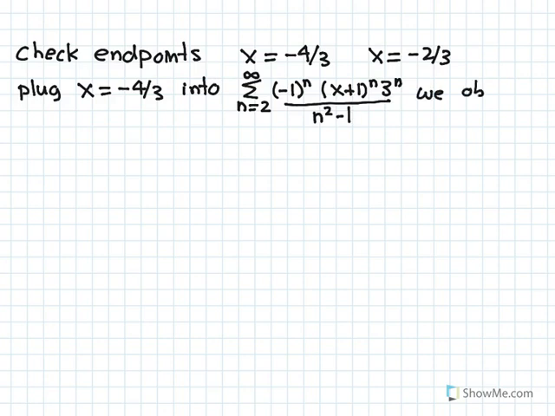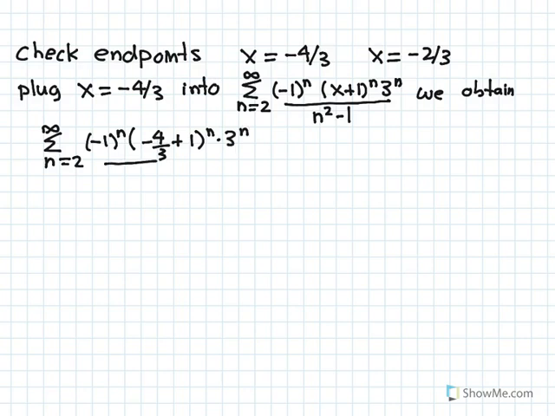So we obtain, plugging this in, we get the summation from n equals 2 to infinity of (-1)^n. Plugging in negative 4/3, we get (-4/3 + 1)^n times 3^n divided by n squared minus 1.